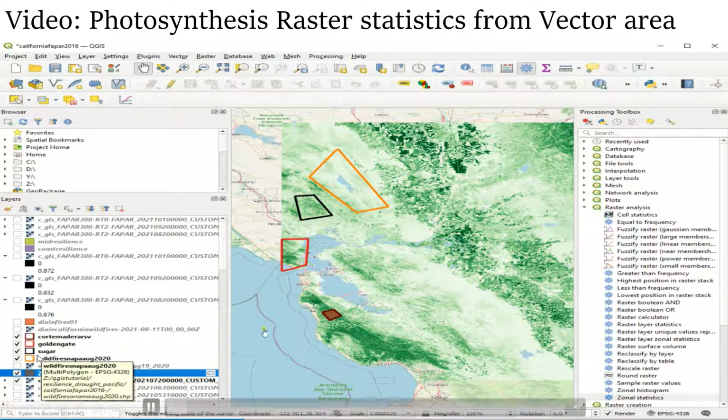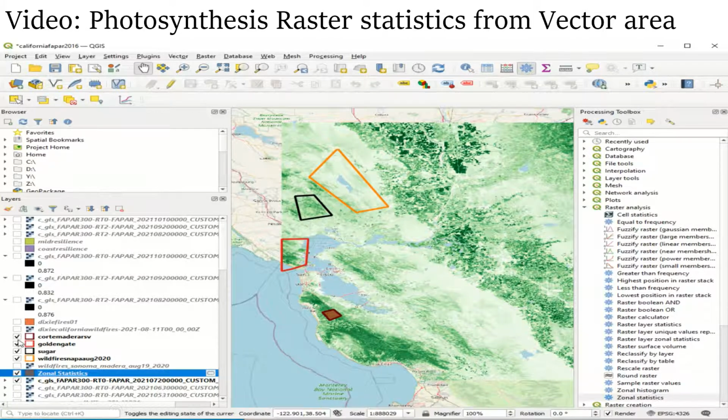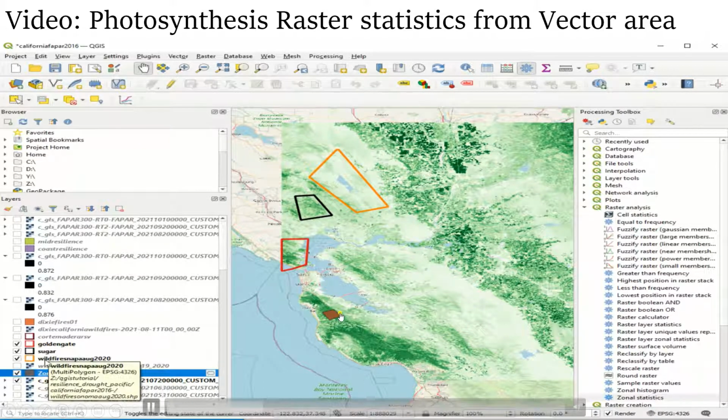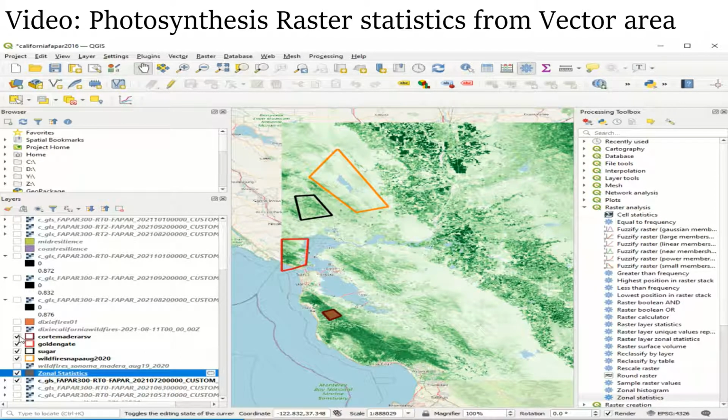These areas that we see here are the areas of estuary, for example, Golden Gate, Corte de Madera, Sugar, and Corte de Madera in California. We are going to focus here in this area because we have found that this is an area with a high resilience to the droughts of California. So we can choose this vector file here.